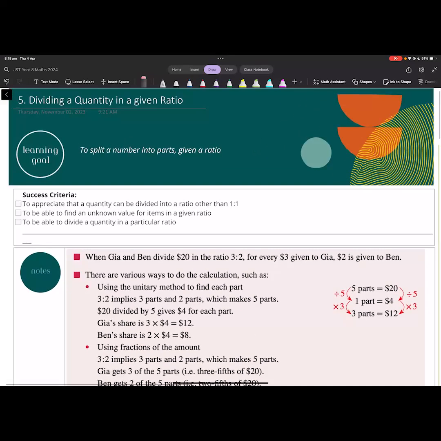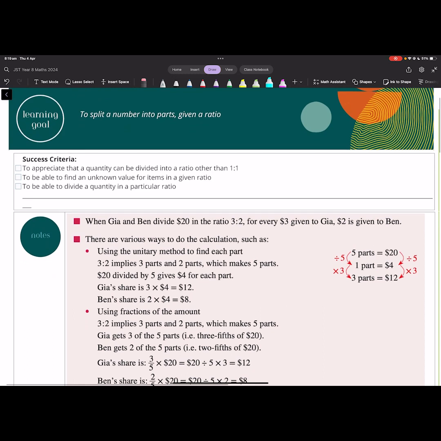I just got this short video for you to go through today's lesson where we're talking about dividing quantity in a given ratio. We're still working with ratios like we were on Tuesday, but now instead of just simplifying the ratio, we're trying to actually do something with the ratio. Our questions today will look a bit like this. When Gia and Ben divide $20 in the ratio 3 to 2, for every $3 given to Gia, $2 is given to Ben. And we want to know how much does each person get out of the $20.